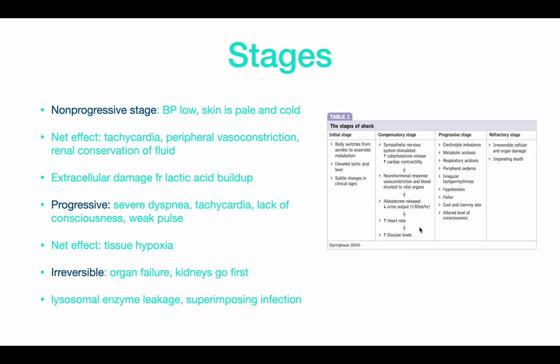the extra demands. In the progressive stage, here we go, everything is kind of catching up to you, right? So there's going to be metabolic acidosis from the kidneys failing, respiratory acidosis from the tachypnea, peripheral edema because of the aldosterone. There's going to be irregular tachyarrhythmias thanks to all of the catecholamines released, hypotension because of the vasodilation and the cardiac failure, pallor, cool and clammy skin.